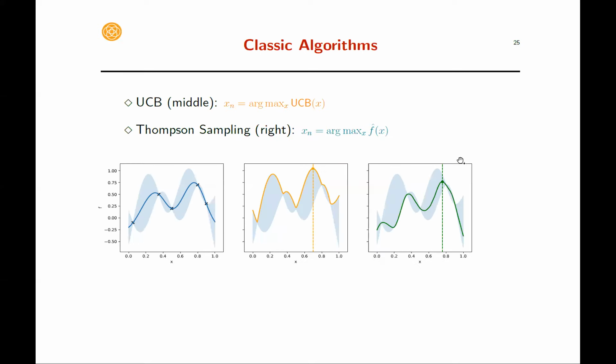So what I want to cover next is a bit of theoretical analysis of UCB. And then I will move on to some pointers to recent advances and some open problems. Is there any question up to this point?